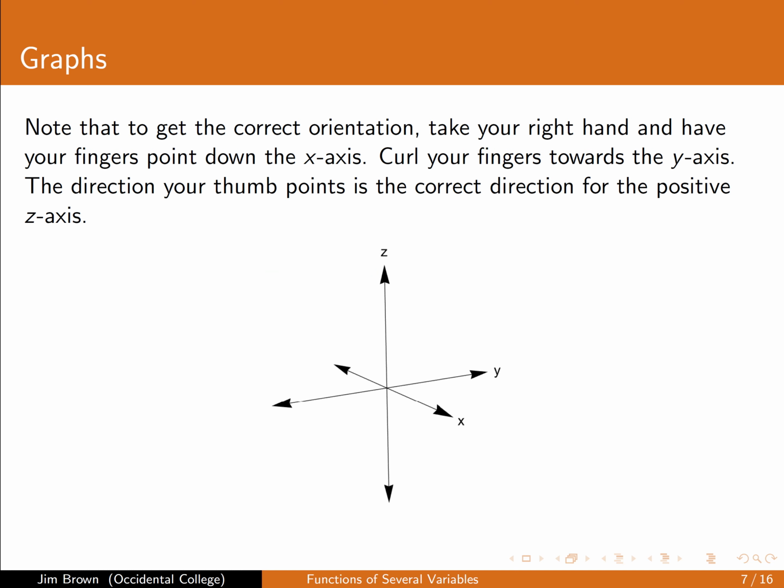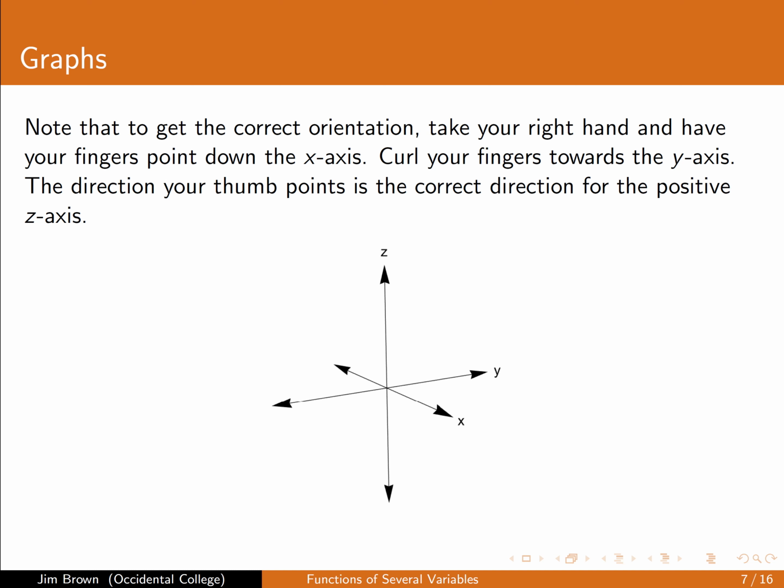There is an important thing here to have the correct orientation so that we know that this direction is z and not the downward direction. So if you were to lay your right hand along the x-axis, so your fingers are pointing in the positive direction, toward x, and you curl your fingers towards the y-axis, that'll make your thumb point in the direction that should be the z direction.